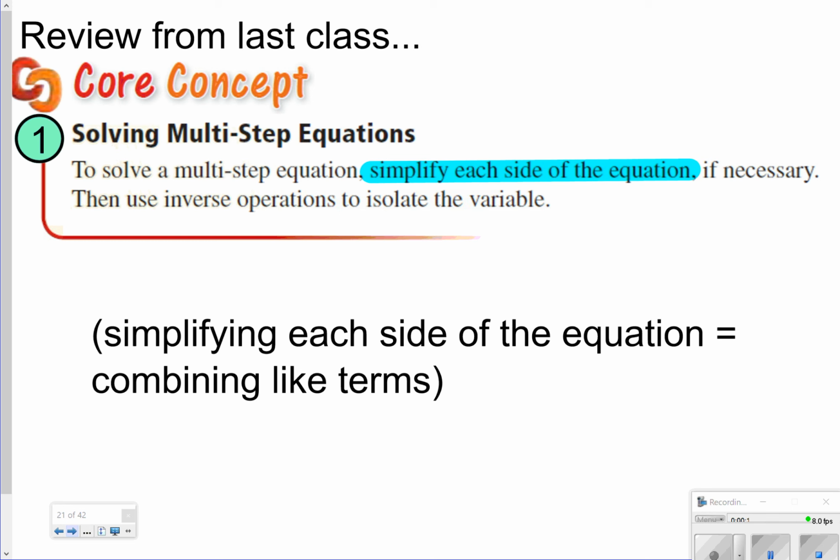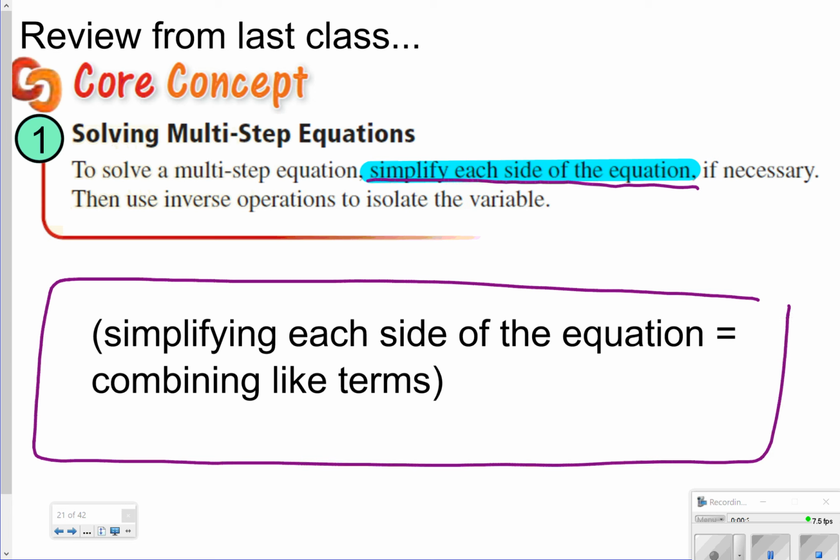To solve a multi-step equation, you're going to be simplifying each side of the equation, and that's mainly what we're going to be focusing on today because it will be necessary with like terms. What I would like for you to write down is this. Simplifying each side of the equation means combining like terms. Remember, like terms have the same variables, like negative 14x and 2x, or 3y and negative 22y. Like terms have to have the same variable.